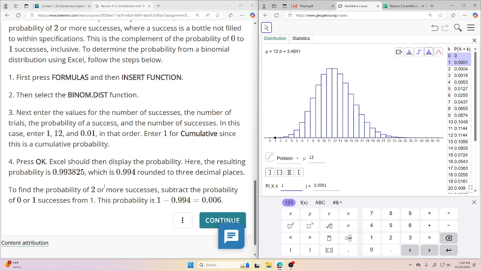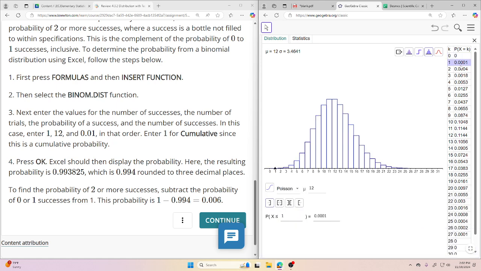I don't know about all that. Find the probability of 2 or more successes. 1 minus, that's basically what we were saying. I don't know. Could it have been just the 1? No, that doesn't make any sense either. Because that's exactly it. I don't know. Let's just say that they're wrong. Let's just go with that, okay?